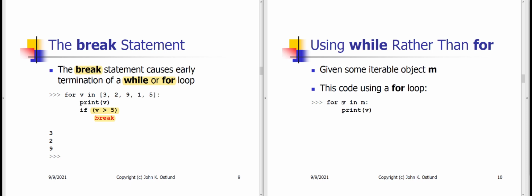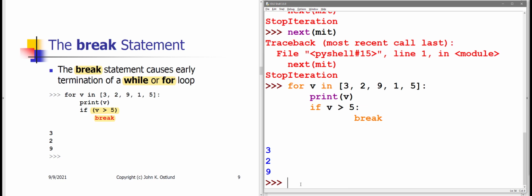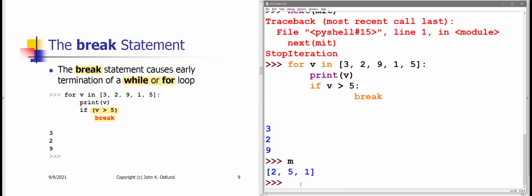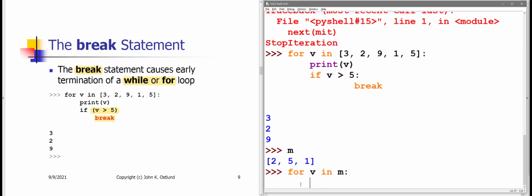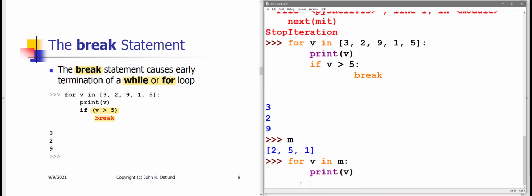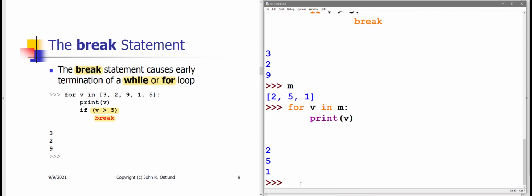Okay, so first of all, we're going to take a look at the for loop that we've already discussed. The for loop contains within it all this knowledge about exception handling and stop iteration. And here, as we saw, if we say for v in m print v, that simply steps through and displays the values in m. Let's remind ourselves, m is a list containing 2, 5, and 1. And if I say for v in m, print v, it displays 2, 5, and 1.